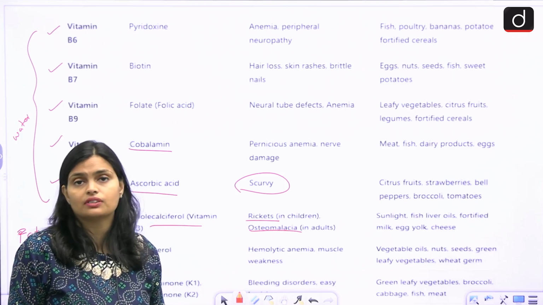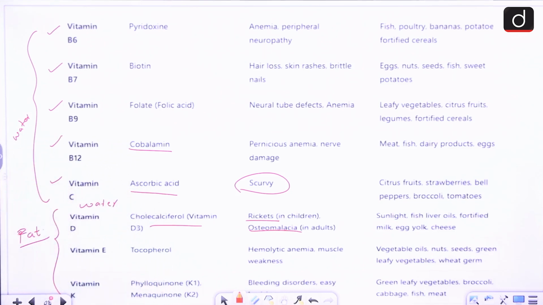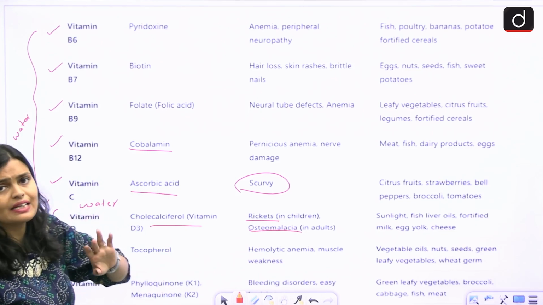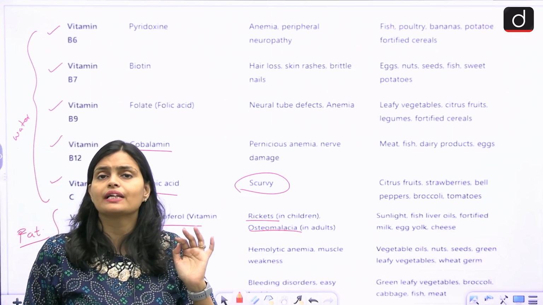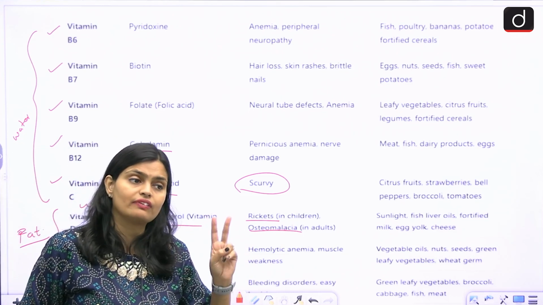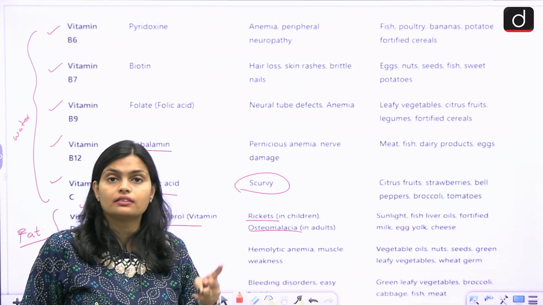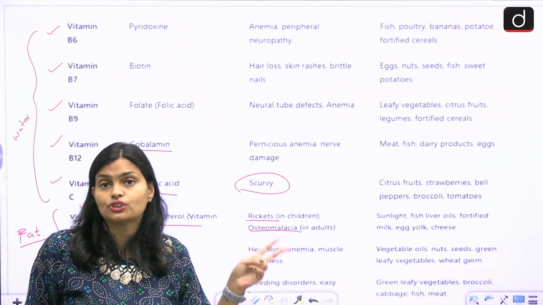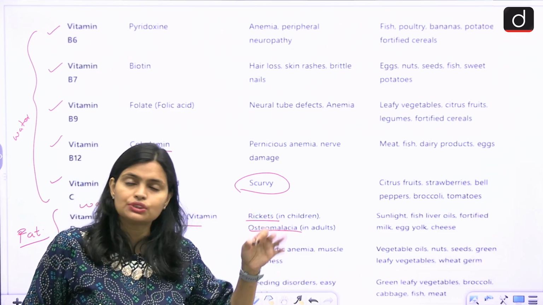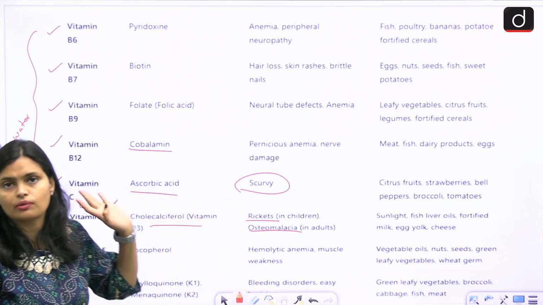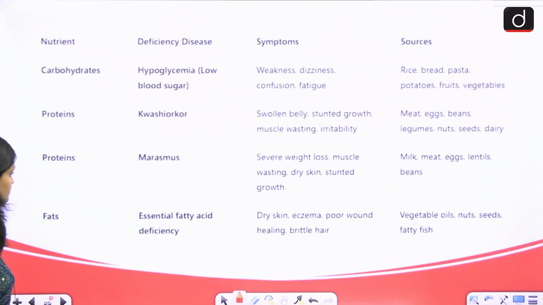So these are some of the vitamins and their deficiency diseases, their sources. From the sources rarely you will get a question, but mostly you will get questions on whether they are water or fat soluble, second their scientific name, and third what are the deficiency diseases. So one question definitely you will get from this topic, okay. Then again we have some nutrients and their deficiency symptoms and sources.